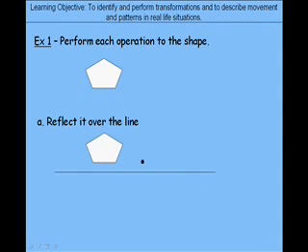Ignore that dot. That's for later when we have rotation. That will be the center of rotation. So we're just going to reflect that pentagon over the line. Now remember, every point in that image needs to be the same distance from the line of reflection as the original object. So when I reflect this, every point is the same distance from the line of reflection. Now if I'm not exactly there, I'm pretty close. I tried at least.